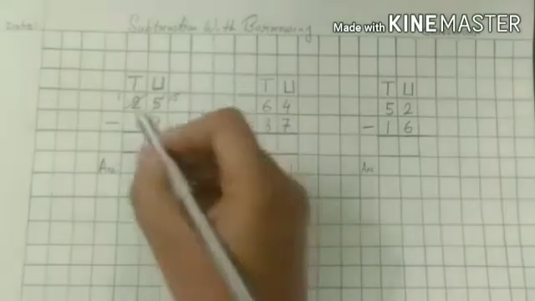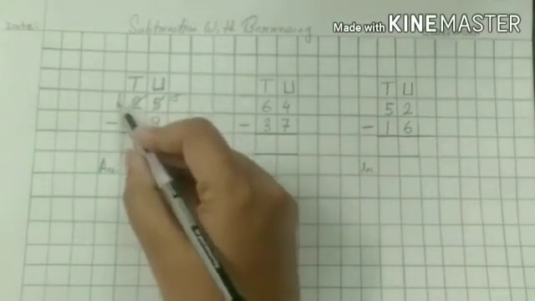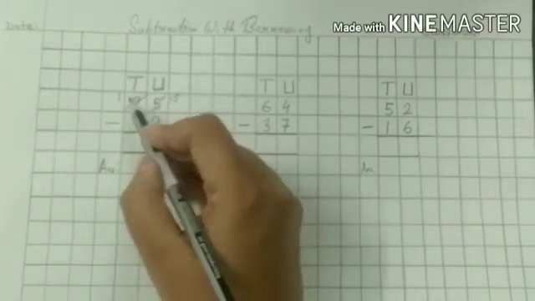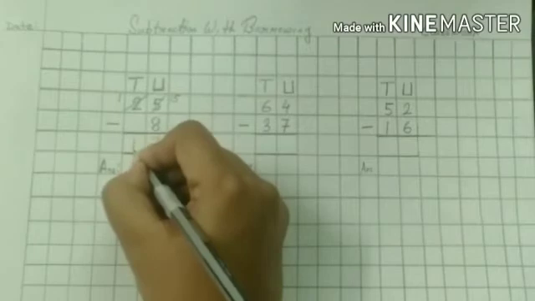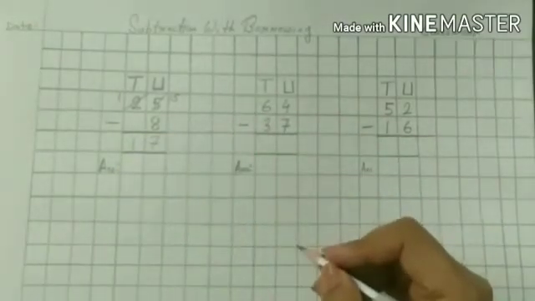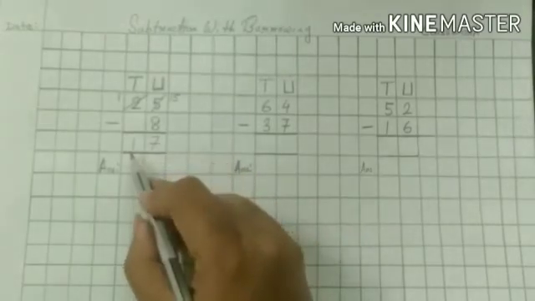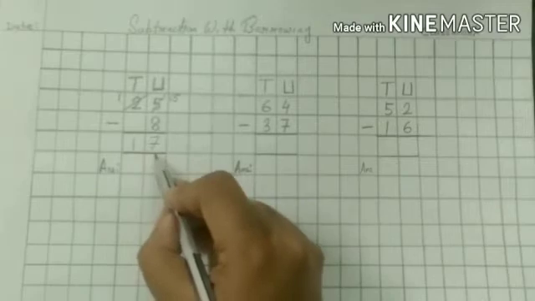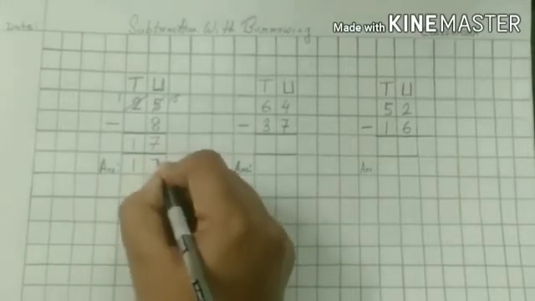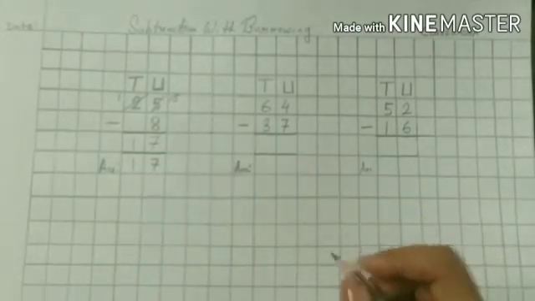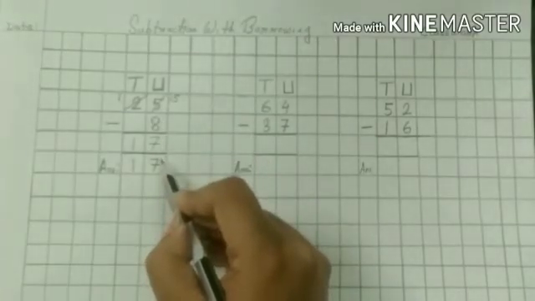And this 1 ten that we have, that will come down. We already took 1 ten from 2 tens and we were left with 1 ten. So this 1 ten will come down. Alright? And this 1 ten comes down and we have 1 ten plus 7 units. So the answer is 17, children. So 25 minus 8 is equal to 17.